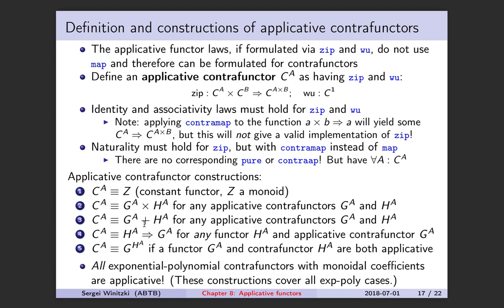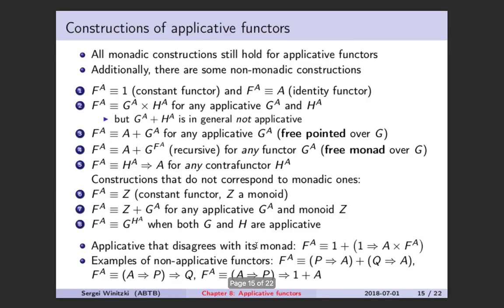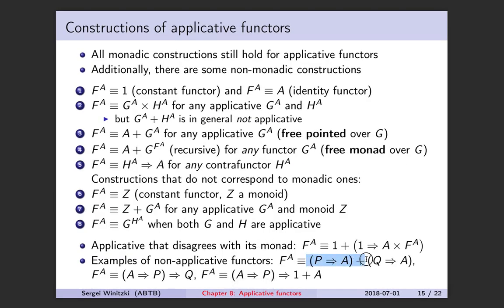So as long as we found any exponential polynomial contrafunctor with monoidal coefficients, we know it's applicative. There's no question. There are no counterexamples of non-applicative such contrafunctors. So this is very interesting. We did not have this for functors, that all exponential polynomial are functors. But that's the example I have seen. So I was trying to find a counterexample.